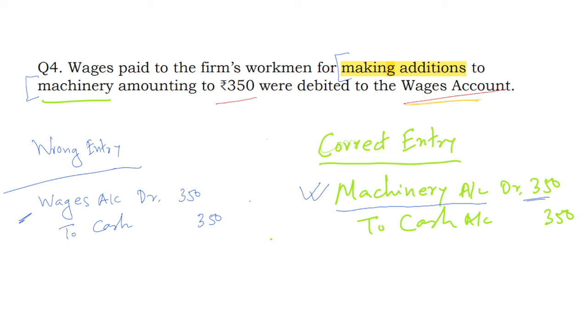Any expenses paid for improvement, additions or installation in respect of any asset are considered as the asset account, not the expenses account. But if it is repairs, then it can be treated as an expense. Here it is clearly mentioned that it is for making additions.